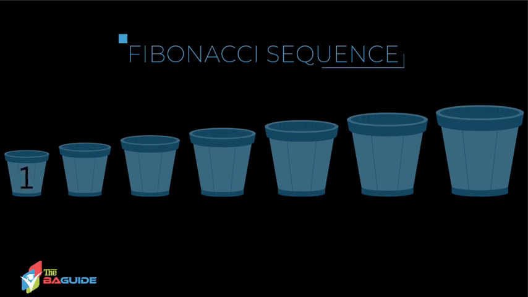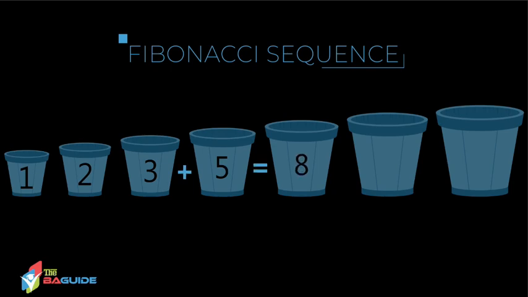The second bucket will be 2. Now, the way the Fibonacci sequence works is you add together the 2 previous numbers to get the next one. So with that, our first bucket's 1, second bucket is 2. 1 plus 2 is 3. So the third bucket is 3. As we continue on following the same pattern, 2 and 3 makes 5. So the next bucket is 5.